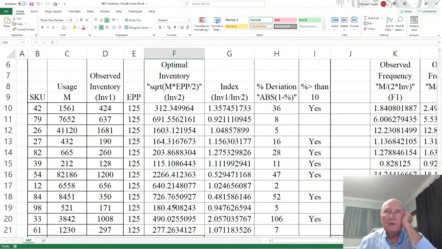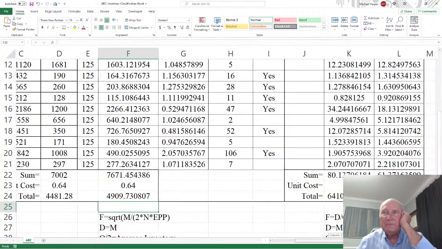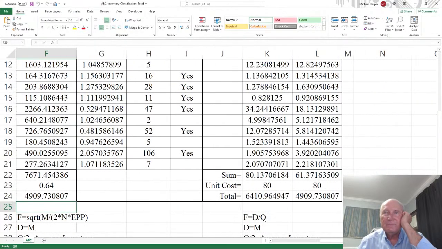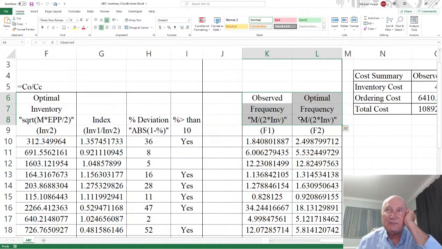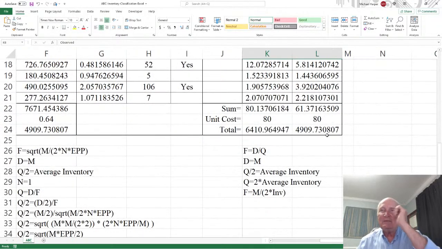Oh, okay. And then over here is our frequency. Well, we don't have frequency. All we have is the average inventory. So how do we get our frequency from our average inventory? Well, I have the expression here. Now, where that expression came from is simply this.